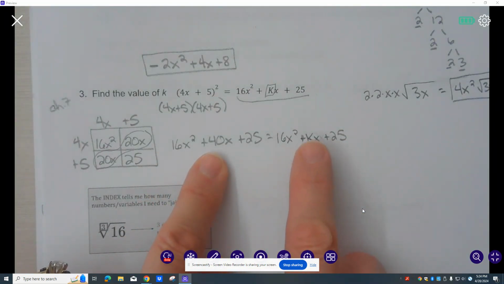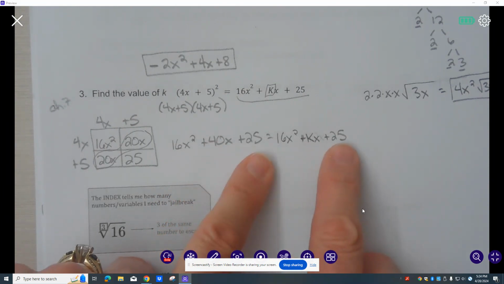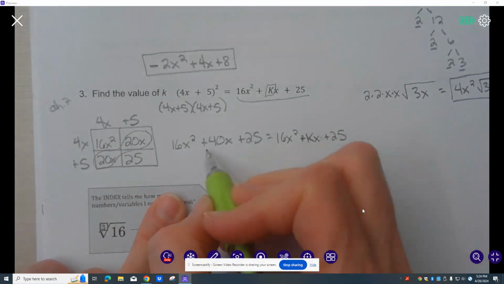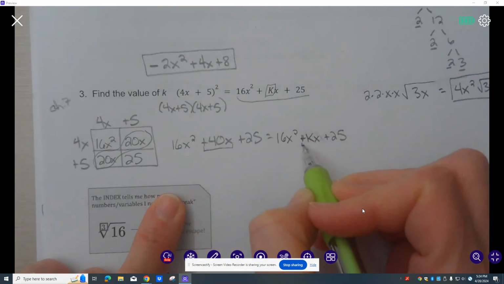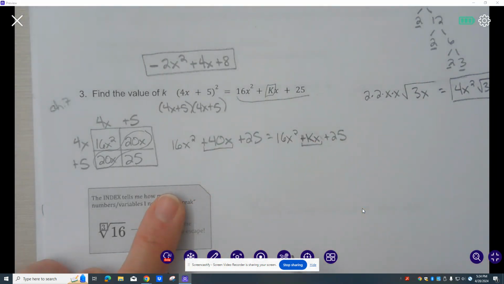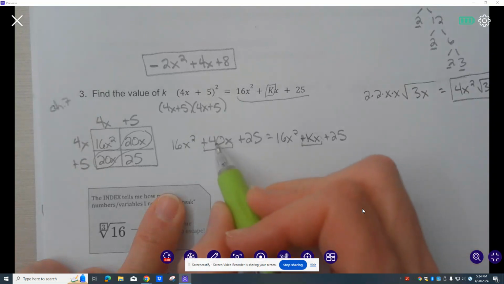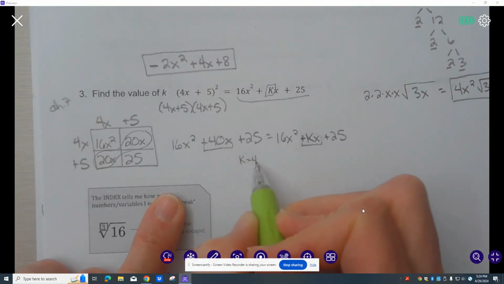This middle term where the k is, I got 40x. The last terms match also. So that means this middle term must be equal to this middle term. So that means k must be 40.